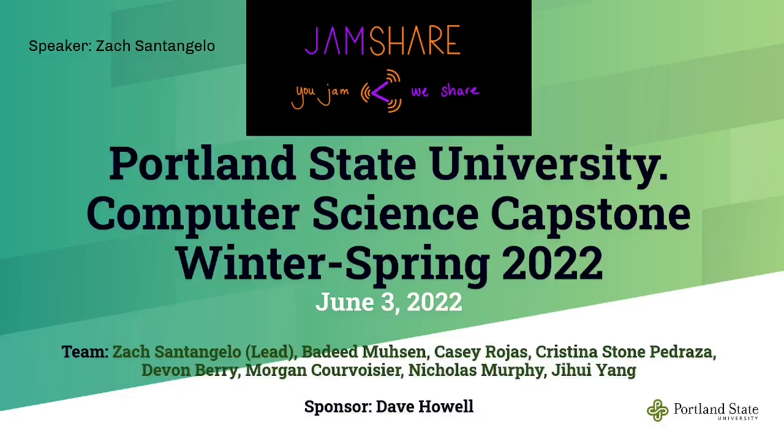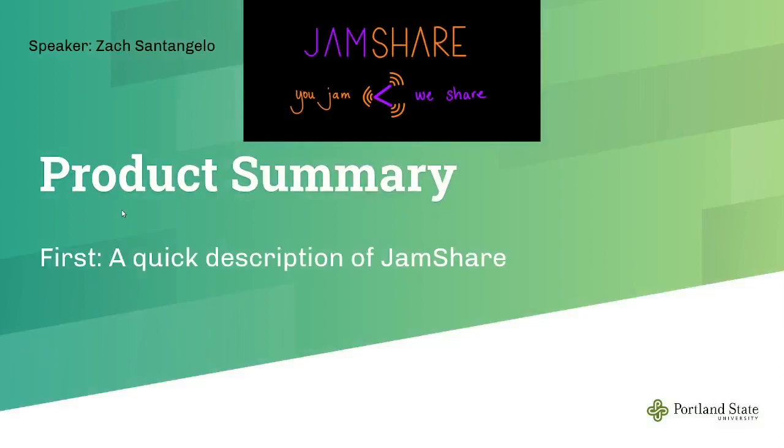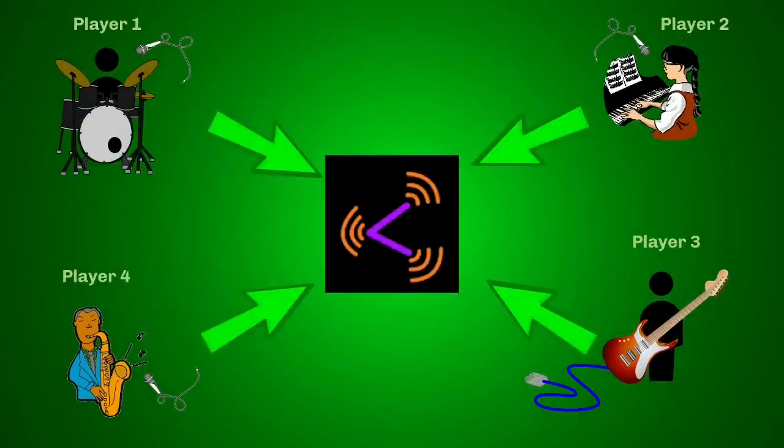This is the PSU CS Capstone Project Jamshare. Jamshare allows musicians to perform and record live synchronized MIDI or microphone audio together remotely. Jamshare does this by sending audio from one client to another in subsequent order, where the track is combined and then sent to the next player to hear and play along with.